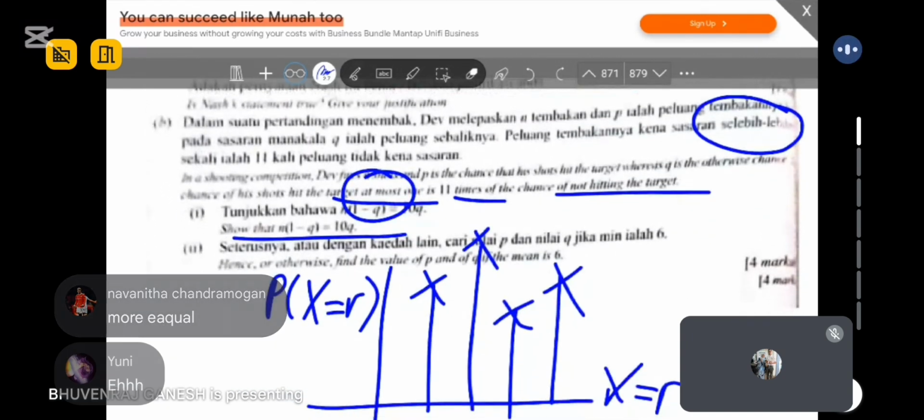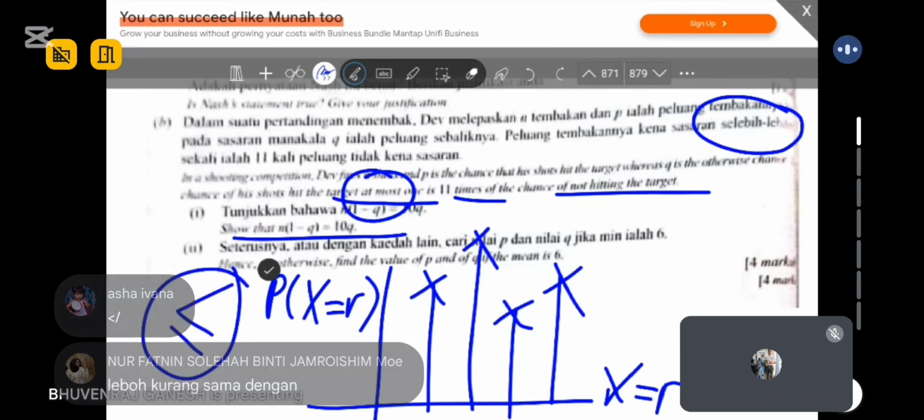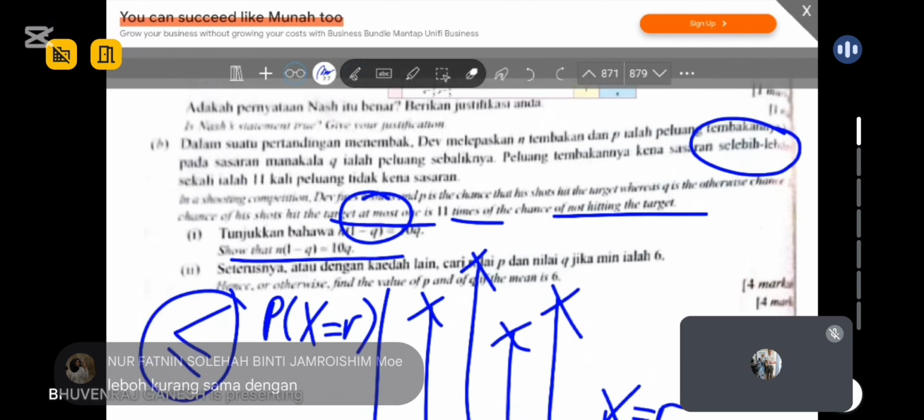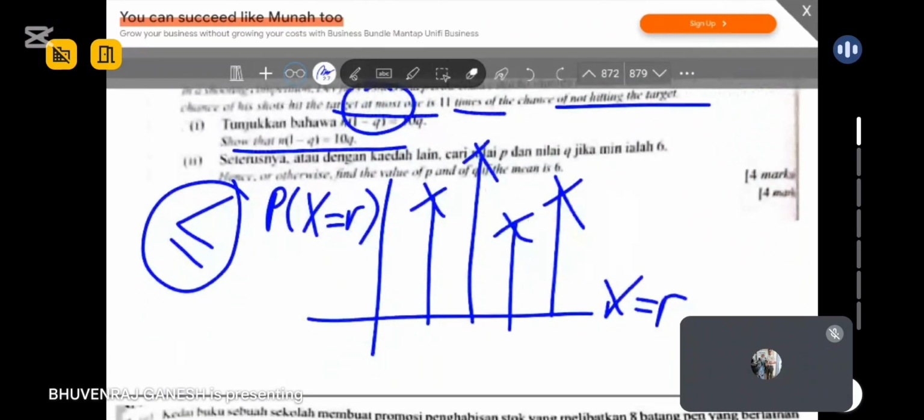Are you sure, guys? At most, careful, selebih-lebihnya. Yang ni. This is your sign, guys. Correct. Lebih kurang atau sama dengan. Okay, so they say at most 1. So it means that probability X less than or equal to 1.